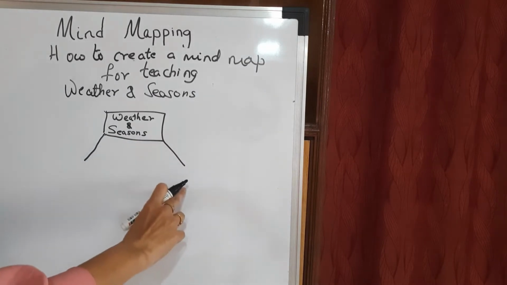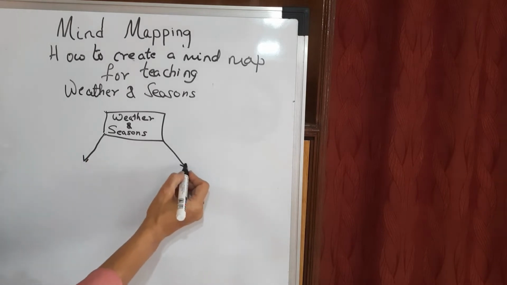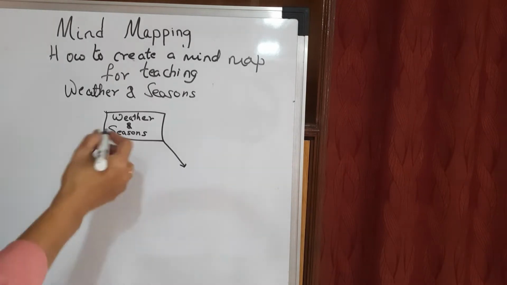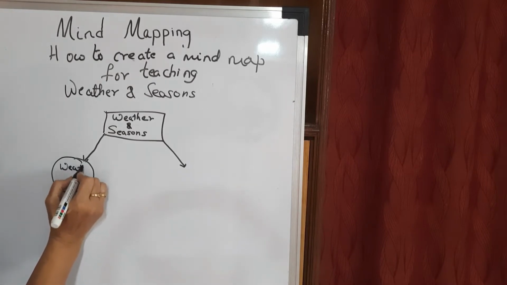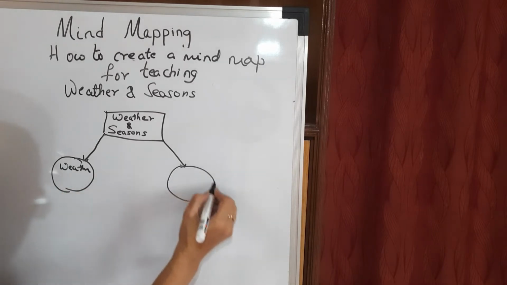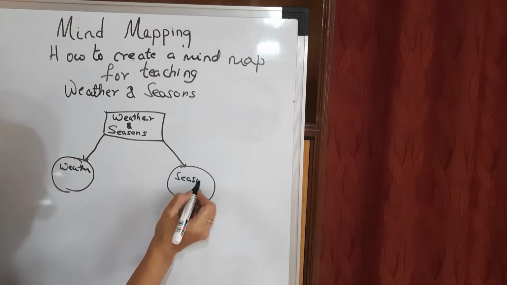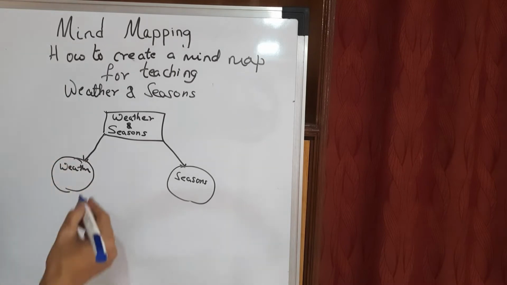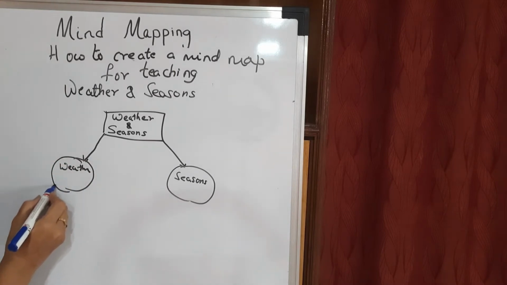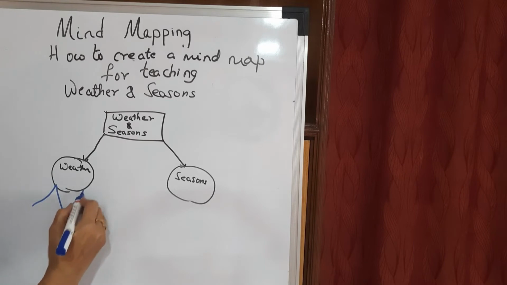Okay, so I'm drawing an arrow. Okay, I'm drawing an arrow or a line, which is showing me that there are two concepts. The two concepts are weather and seasons. So this is how I start making my mind map. Now in the weather, understand what are the concepts which you need to cover.